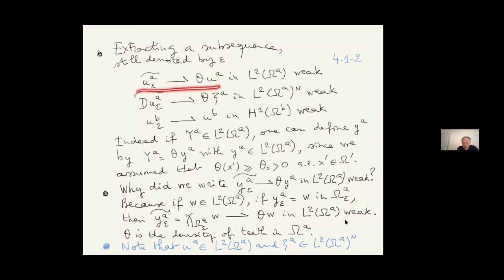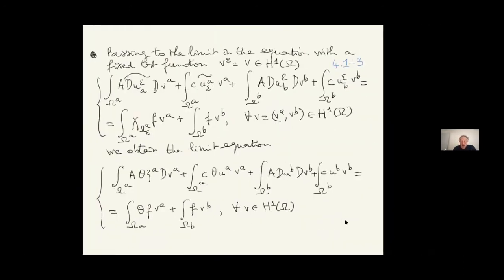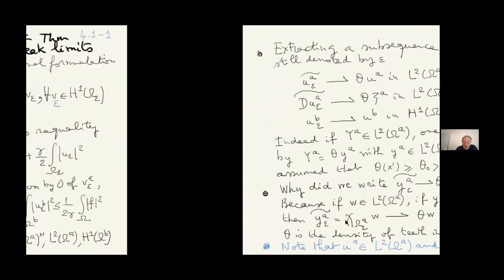Okay, hence this notation. And same thing, I define the vector xi_a not as the limit of the gradient of u_a epsilon twiddle, but as the limit in L2 of this thing divided by theta. Recall that theta is the density of the teeth in omega_a, and note that u_a belongs to L2 of omega_a and xi_a is a vector in L2 of omega_a. Okay, very good. I can also pass to the limit in the equation. So at that point, I have extracted a subsequence, and I can pass to the limit in the equation which was written here.